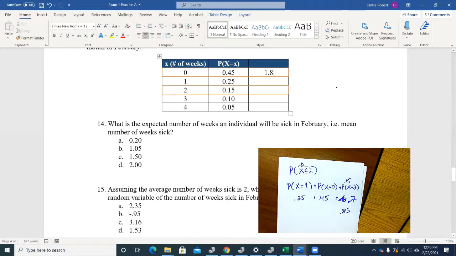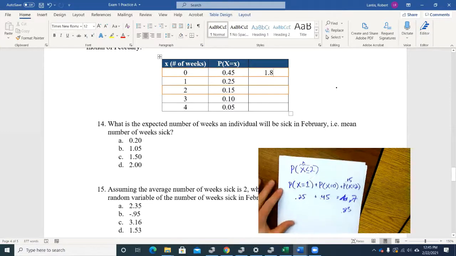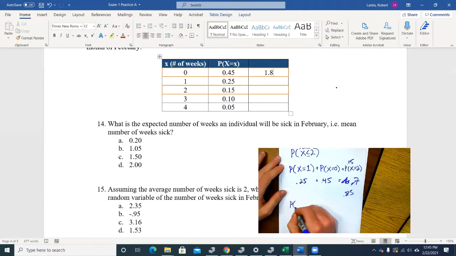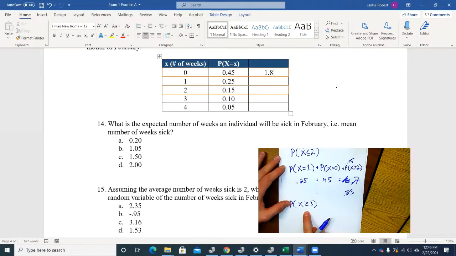What if I wanted the probability that someone is sick for 3 weeks or more, right? So the probability that someone is sick for 3 weeks or more, what are the two possible outcomes that fit this criteria?